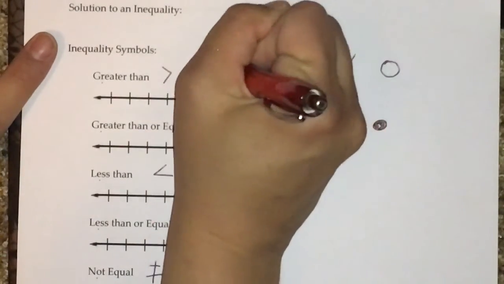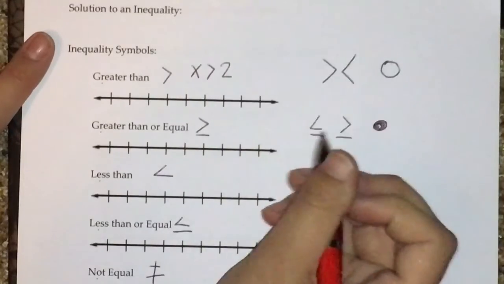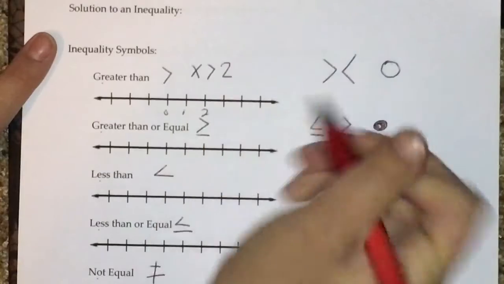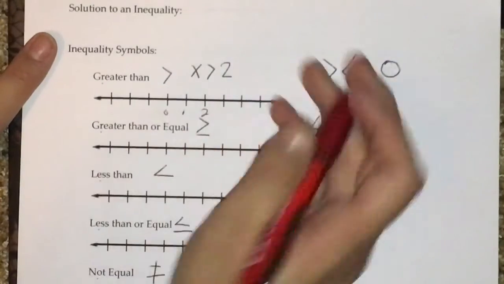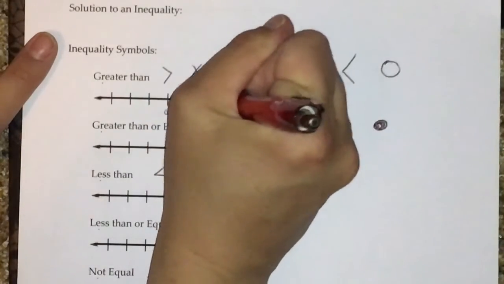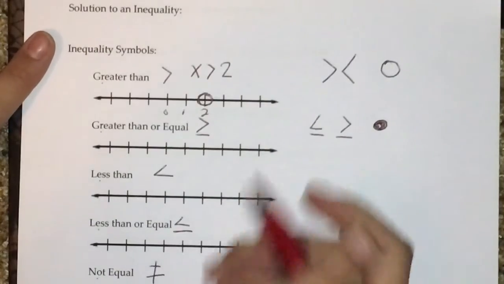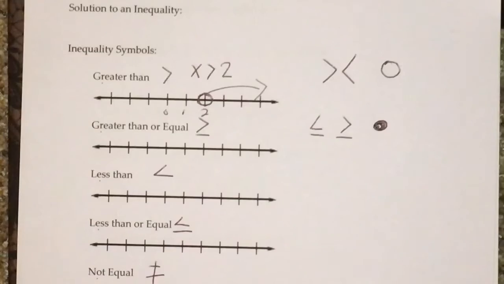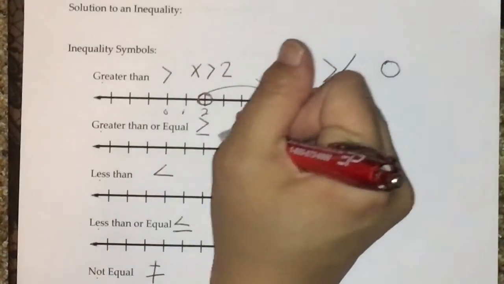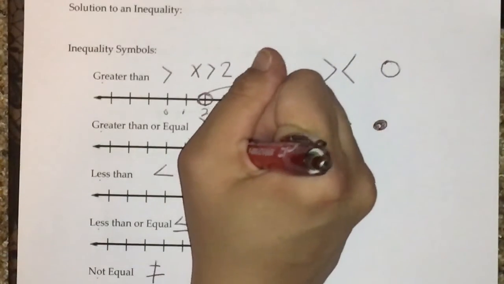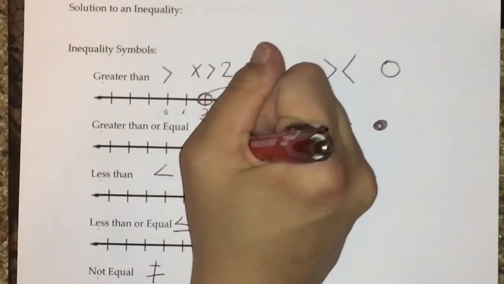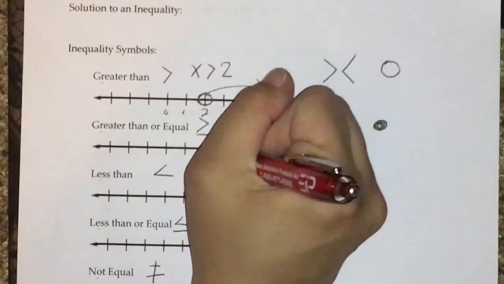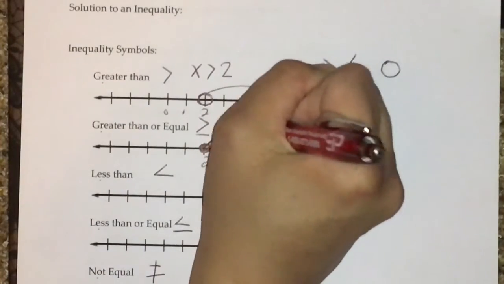If I have x is greater than 2, I would have my number line 0, 1, 2. And since it's greater than and not equal to, I would do an open circle. And since it's greater than, it's going to be going towards the positive numbers. Greater than or equal to, we do a solid circle. And it goes towards the positives, okay? Because that means that it can actually equal 2.